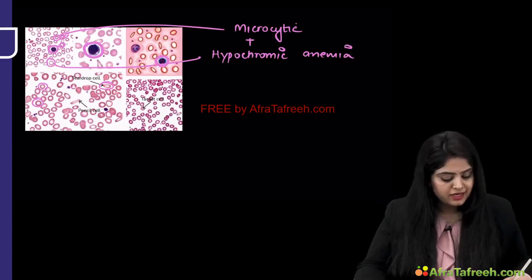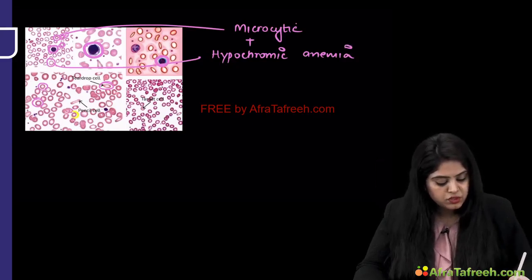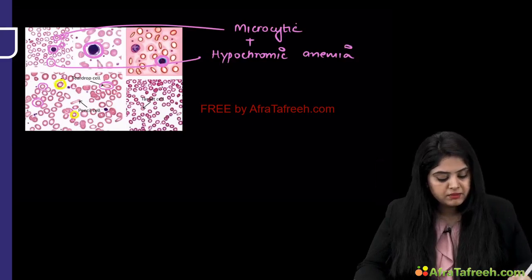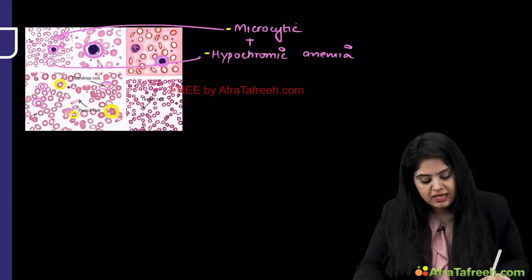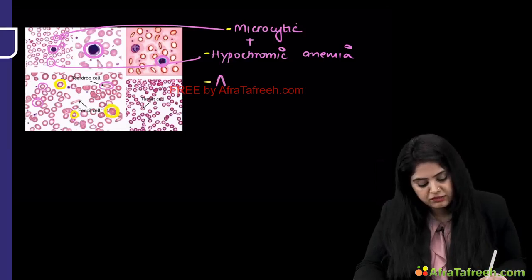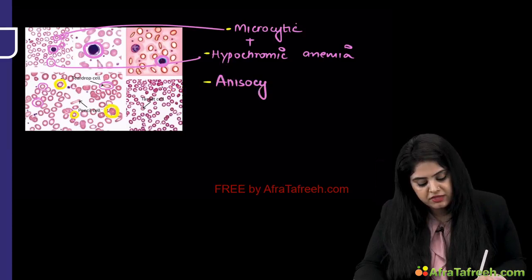But other than that, I realize some cells are very chota. Some cells are okay, medium type. Some cells are little big type. Is there a variation in size? Am I seeing presence of anisocytosis? Yes, I am seeing a variation in size.